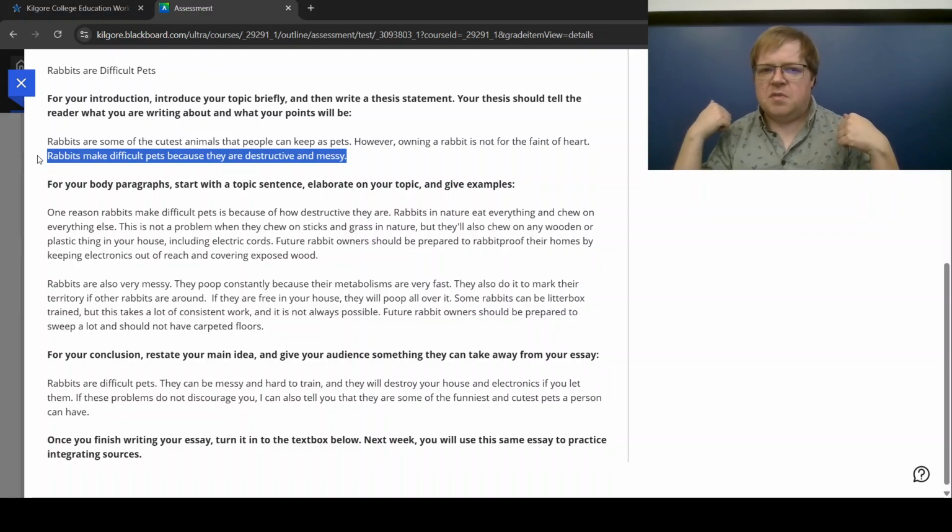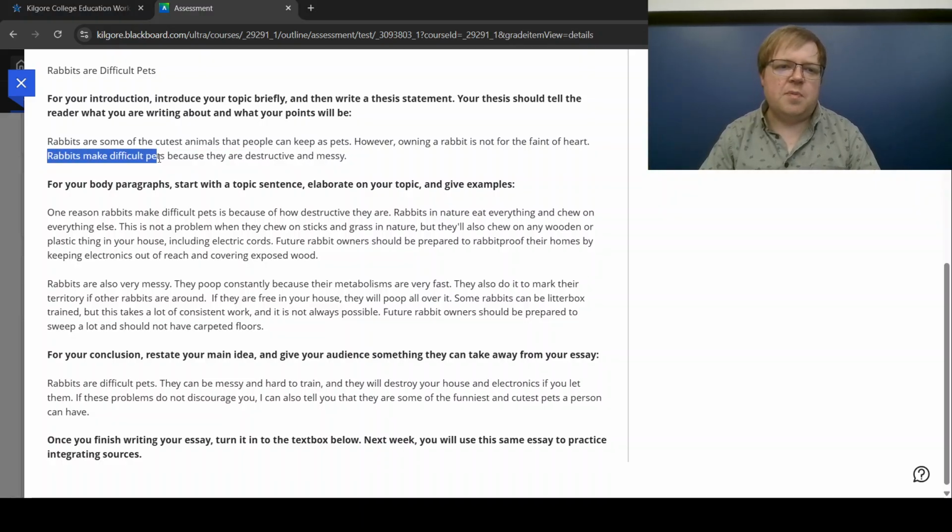So in this one, I'm going to cover my topics and my main idea. So I said, rabbits make difficult pets, which is my main idea, because they are destructive and messy. And these will be the 2 body paragraphs that I write here in a second.